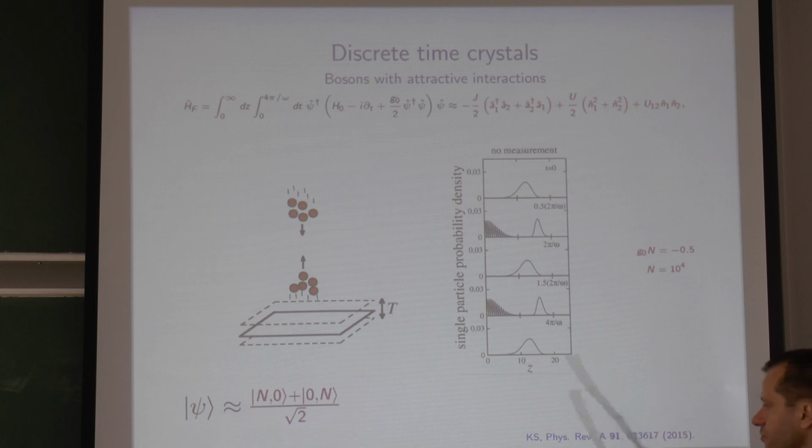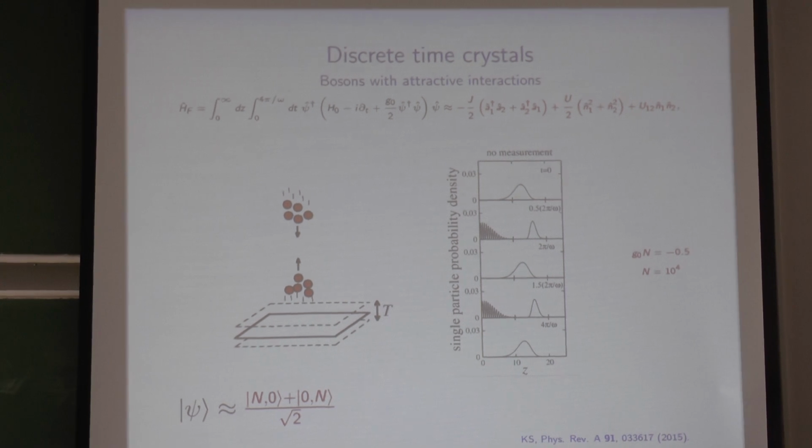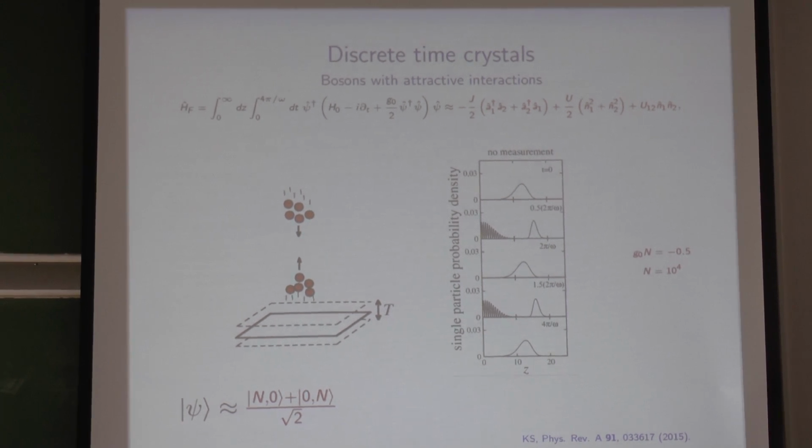That means that the evolution is with the period of the mirror oscillations. However, such a state is a Schrödinger cat-like state, so it is vulnerable to any perturbation. This evolution is depicted here, where there is a single particle probability density corresponding to this Floquet state, and you can see that the period of the evolution is indeed equal to the period of the mirror oscillation.